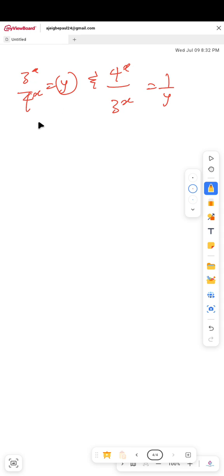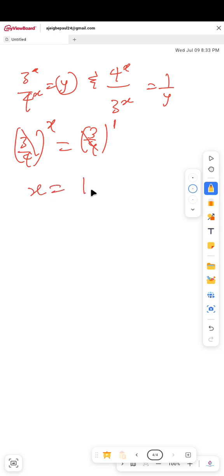So we are going to have 3 over 4 raised to the power of x is equal to, so when y is 3 over 4, so we are going to have what? Equals 3 over 4 raised to the power of 1. So 3 over 4 cancel out 3 over 4, so we have x is equal to 1. So the value of x is equal to 1.